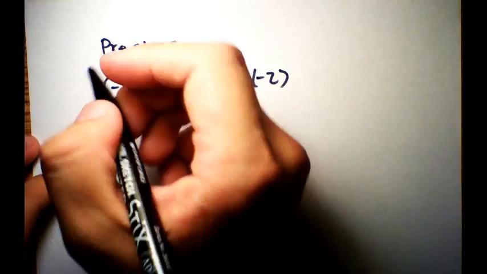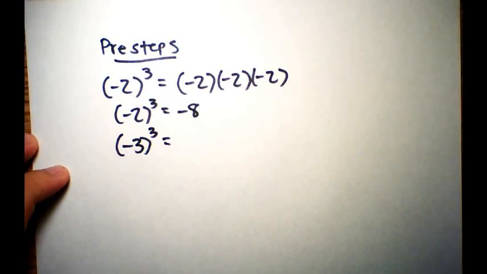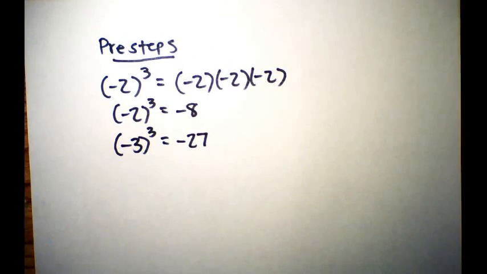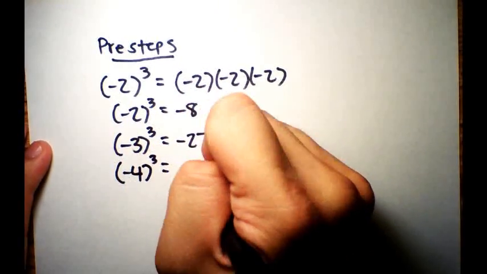Okay, let's just go maybe 3 or 4 more of these. Negative 3 to the third power is going to be negative 27. Negative 3 times negative 3 is positive 9. Then multiply that back again to a negative 3. That's negative 27. Let's just list down 3 more. Negative 4 to the third power is negative 64.